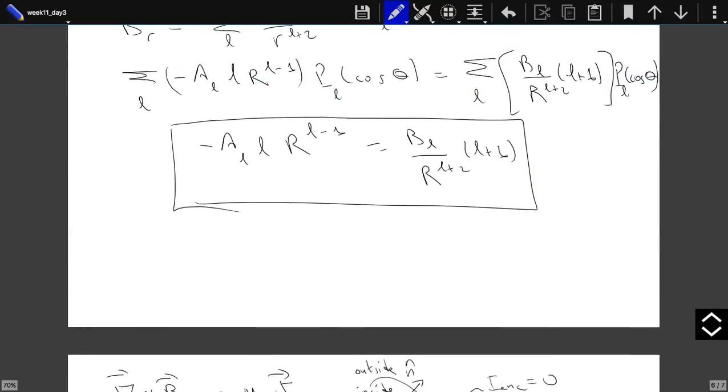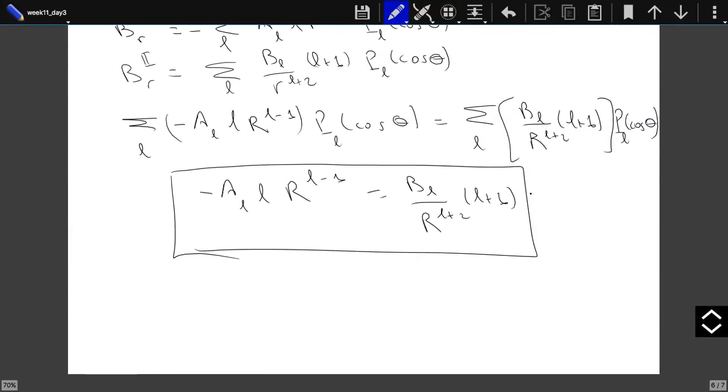Where? This is one relation we have. No, this B, no, okay. Some bad notation. These B_L are the coefficients appearing in the expansion of phi m outside my sphere. So I don't know B_Ls. I don't know A_Ls. Those are things I'm trying to determine. And to determine them, I'm just trying to find some relations between the two. This is one relation I obtained by the continuity of the perpendicular component of the B field.